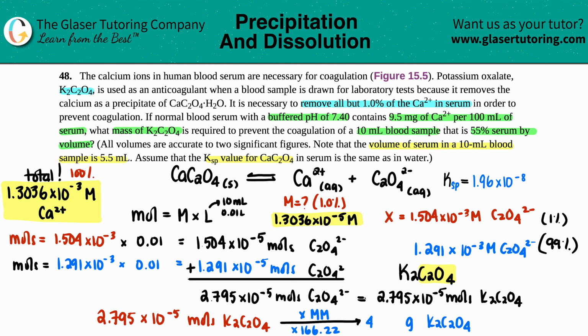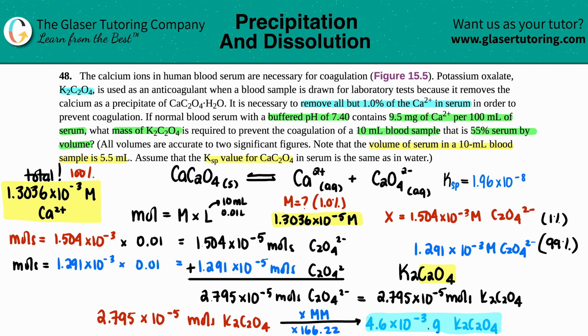4.6 times 10 to the negative third. And that's grams. Yep. That's grams of the potassium oxalate. And that is your final answer. Oh my goodness, this one was crazy.